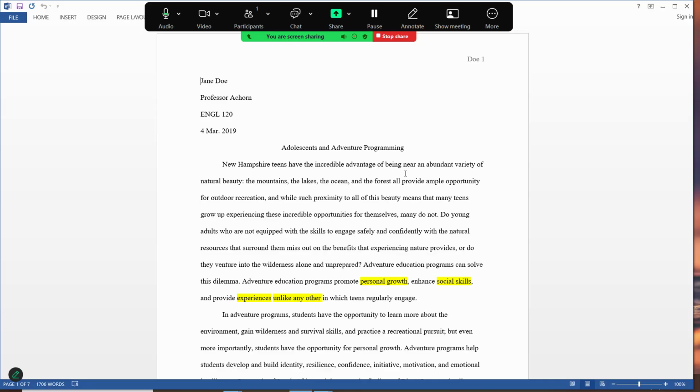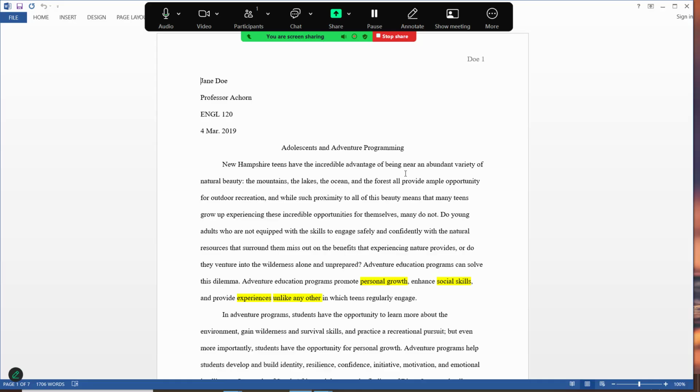That's a strong statement with a very long first sentence. And because it's a very long first sentence, I would go back to that idea again. You're always looking for about one half to three quarters of a page for that introduction. So, she has a sequence, she brings a question next. Do young adults who are not equipped with skills to engage safely and confidently with the natural resources that surround them miss out on the benefits that experiencing nature provides? Or do they venture into the wilderness alone and unprepared? Question mark.